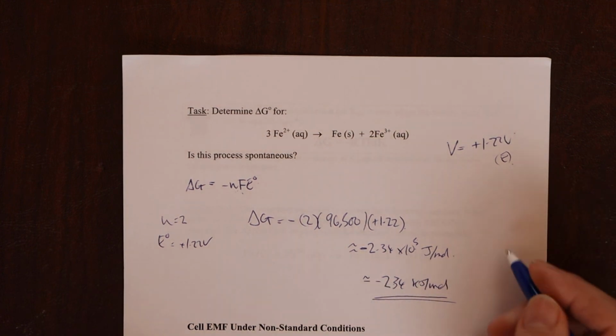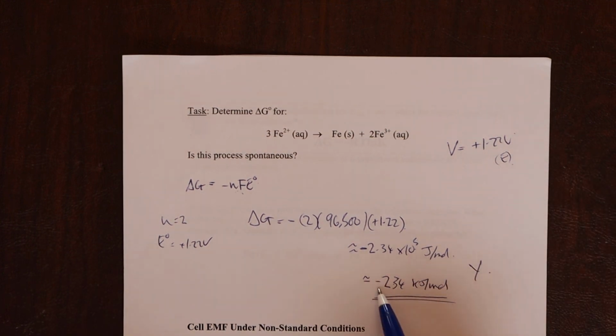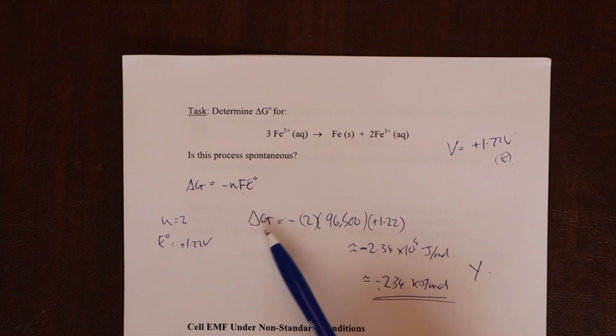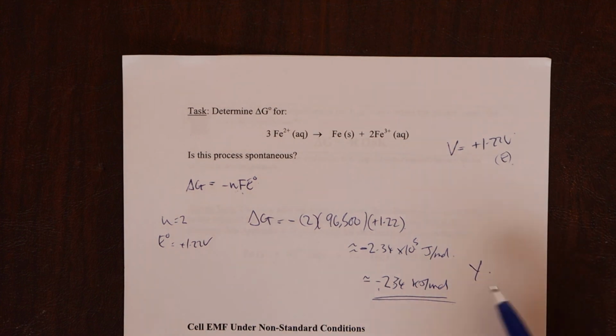Okay, is it spontaneous? Yes, because it's a negative number for delta G. So remember, if you have a flashback and think about it, delta G is that thing that relates first and second laws of thermodynamics, you know, entropy and enthalpy. So when delta G is minus, it's a spontaneous favorable process. Okay, so yeah, it's minus, so it's spontaneous.